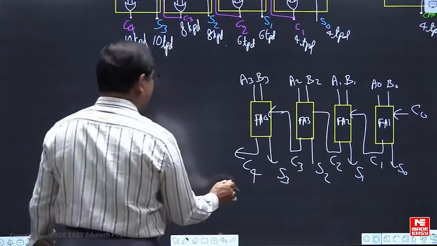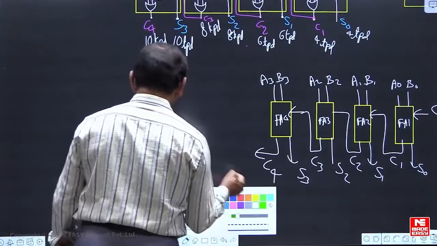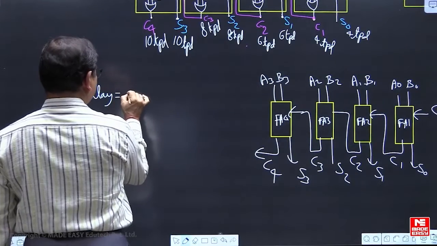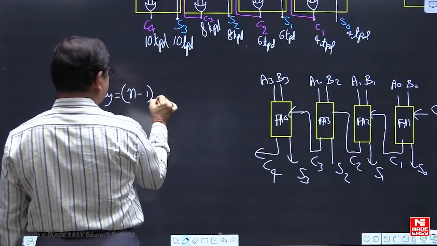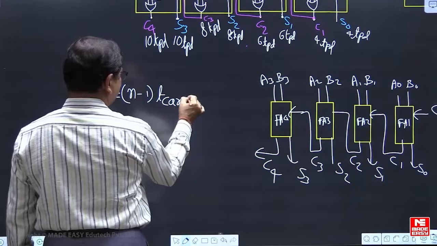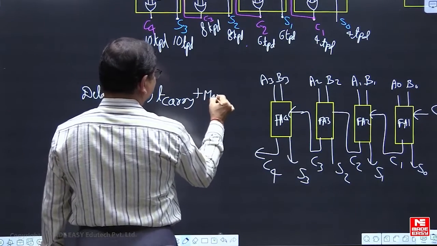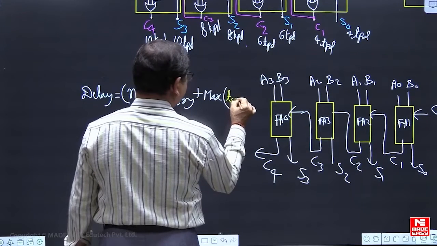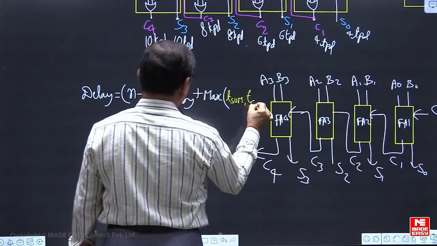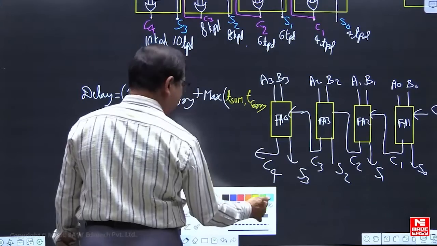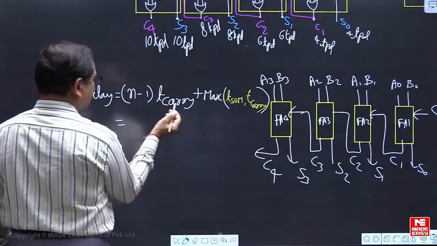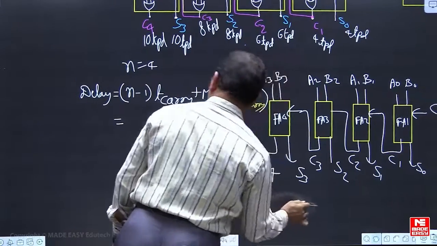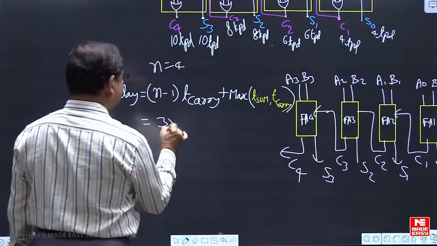People are giving the answer wrongly as something like this. The delay they are giving as n-1 delays associated with the carry plus the max among sum and carry, they are using this formula. So n is 4 here, and based on this people are mentioning the answer as 3 into carry delay.